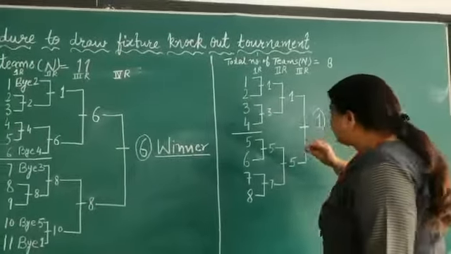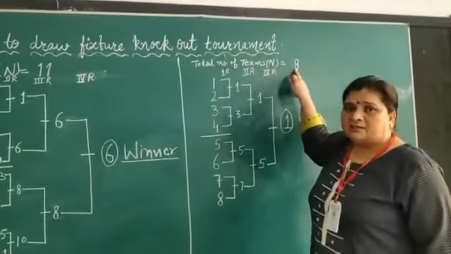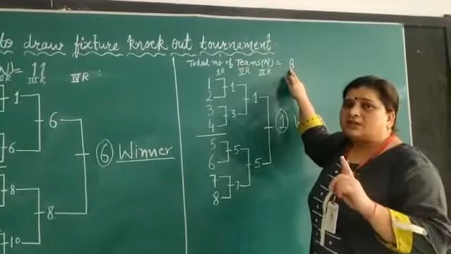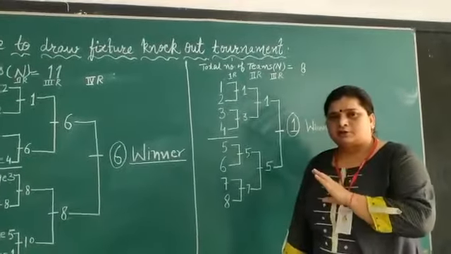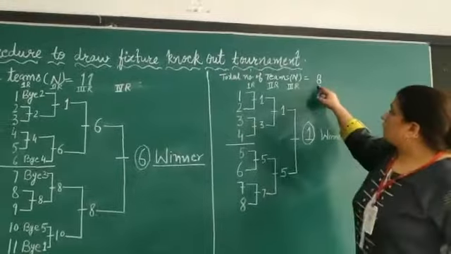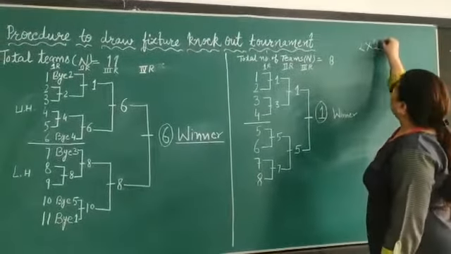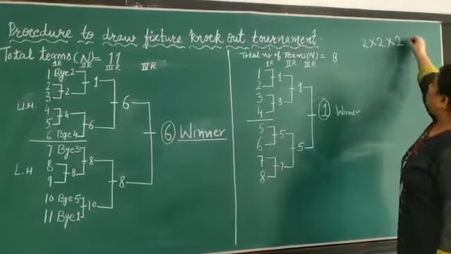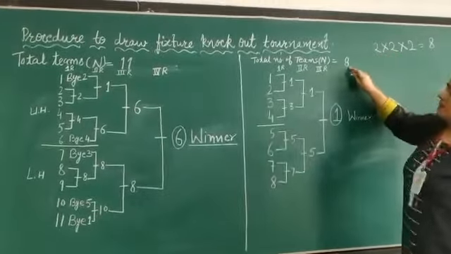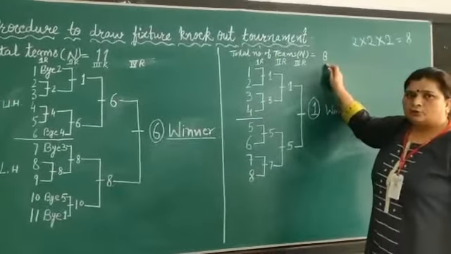Now we'll take another example, where the total number of teams is 8. We are supposed to see whether this is a power of 2 or not. So 8 is a power of 2. How? 2 multiplied by 2 multiplied by 2: 2 and 2 make 4, and 4 and 2 make 8. So it is a power of 2, and moreover it is even also.